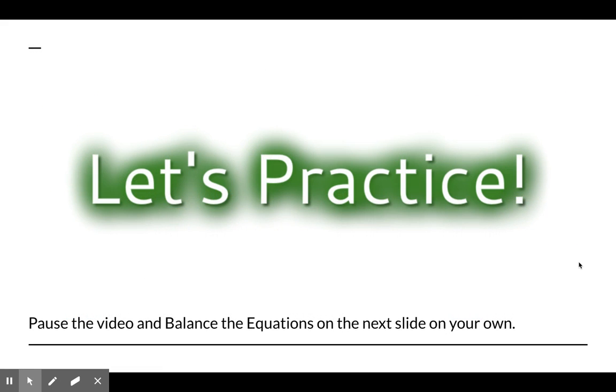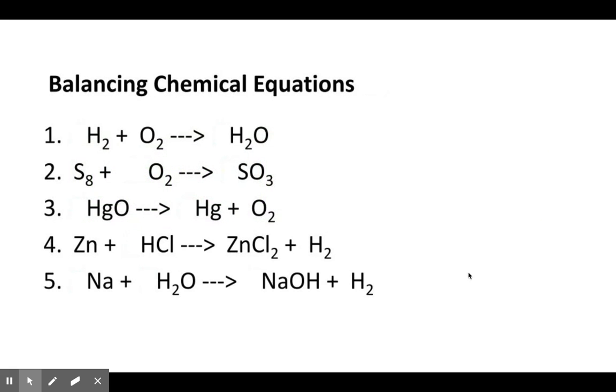Okay, let's practice. At this point, when I go to the next slide, I want you to pause the video and then try to balance the equations on your own on a piece of paper and see how you do, okay? So here are some chemical equations that I'd like you to try to balance. So please pause the video now. Okay, so hopefully you've paused the video and you tried these out on your own. And now we're going to take a look at the actual answers.